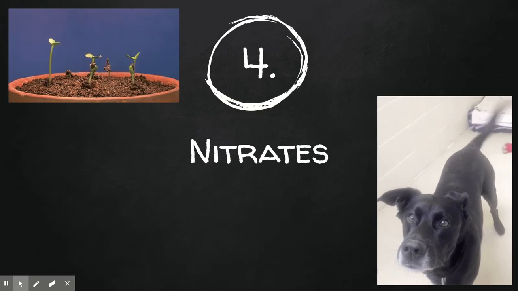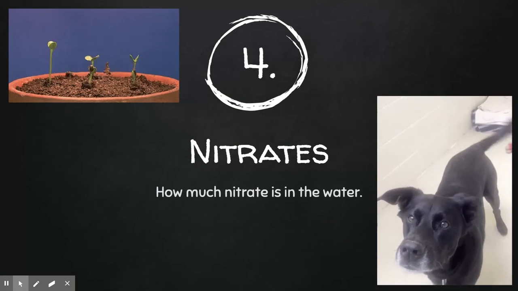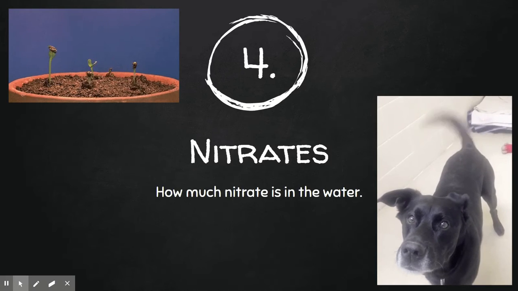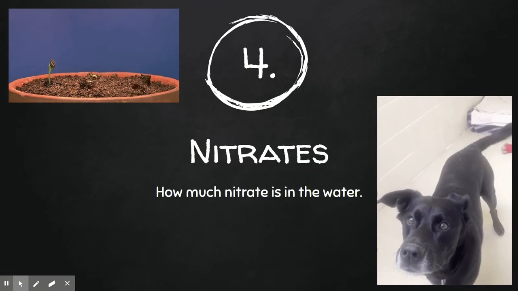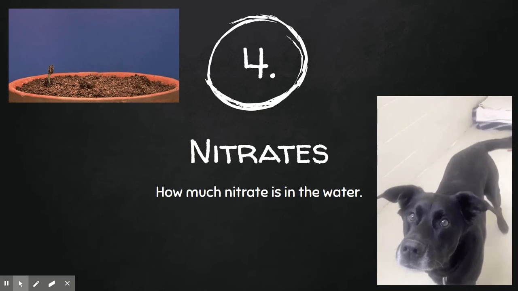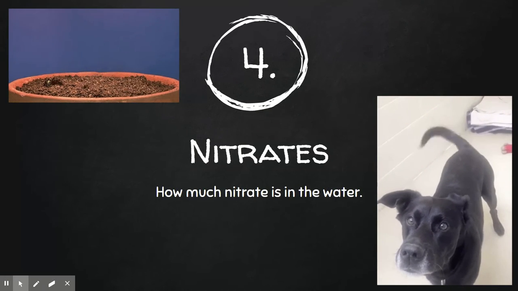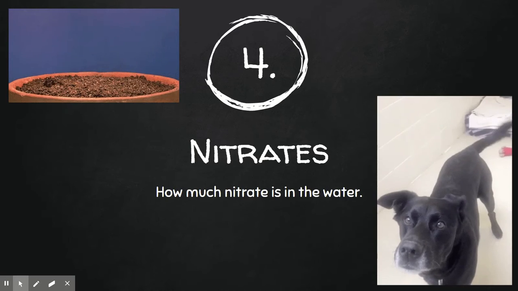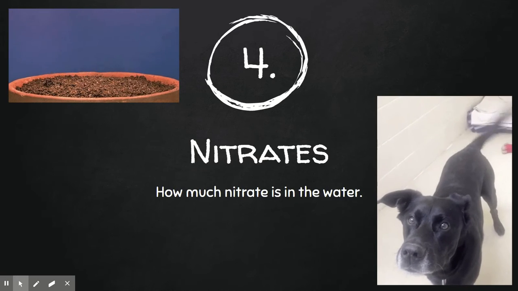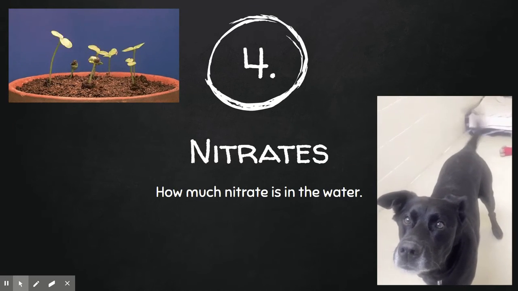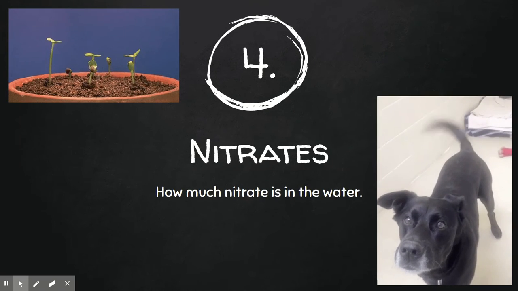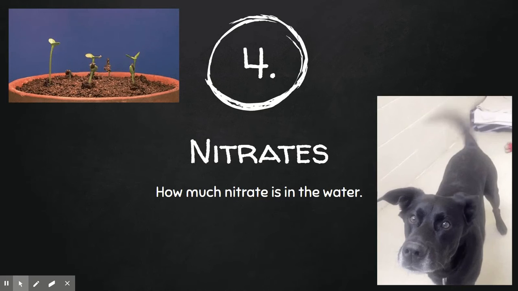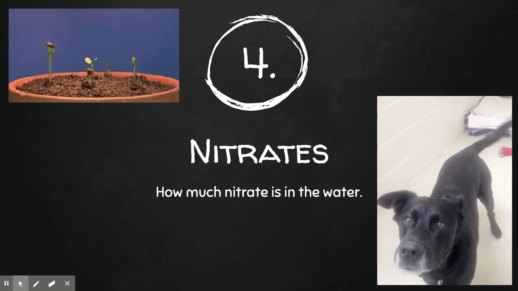Next is nitrates. Nitrates are a form of nitrogen that is a necessary nutrient for many living things. We measure nitrates in milligrams per liter, just like dissolved oxygen. In nature, organic matter from dead leaves to animal poop adds nitrates into the soil and therefore into the watershed. But humans can add nitrates to the watershed as well.